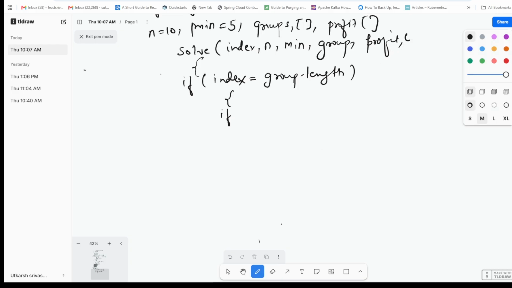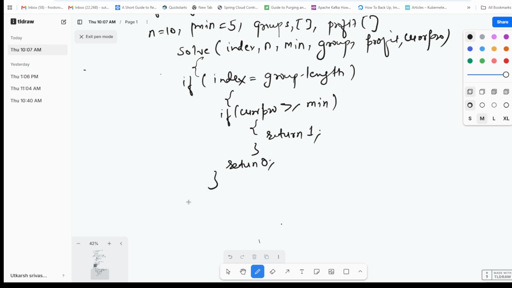So we will take one more parameter, current profit, curr pro, and we will check whether curr pro is greater than or equal to min profit. If yes, then this path is totally valid, we will return 1. If not, then we will return 0, since this path is invalid, so we will not take that path.